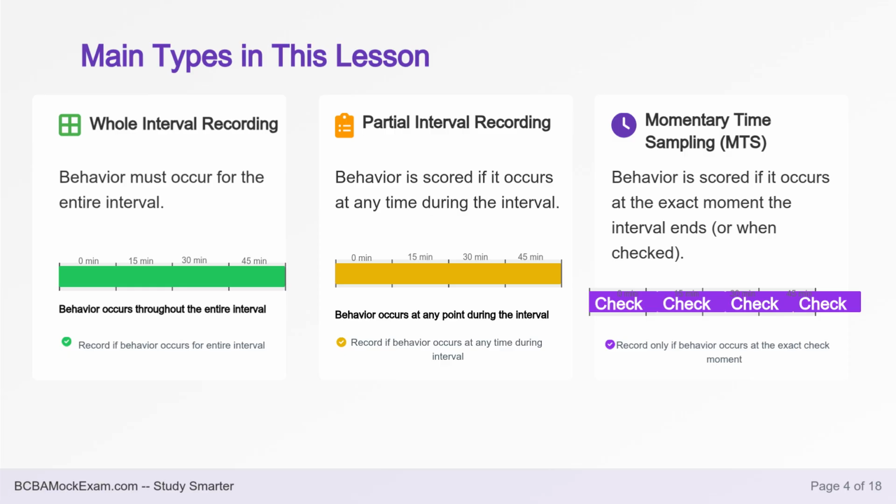In this lesson, we're focusing on three main discontinuous methods: whole interval, partial interval, and momentary time sampling. With whole interval, the behavior must occur for the entire interval to be scored as yes. With partial interval, the behavior is scored if it occurs at any time during the interval, even once, even briefly. With momentary time sampling, behavior is scored only if it occurs at the exact moment the interval ends or at the designated check time. As we go, keep repeating to yourself, entire interval, any time in the interval, or at the check moment. That's the core difference the exam keeps testing.